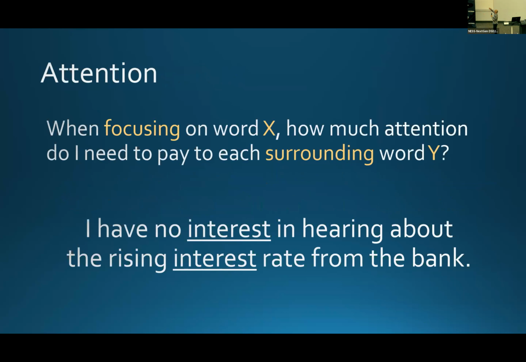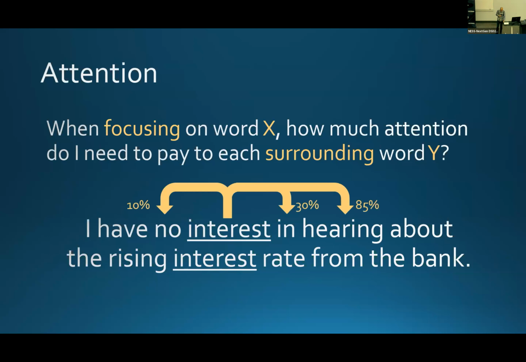So this question: when I'm focusing on word X, how much attention do I need to pay to each surrounding word Y? For example, with that top word "interest," maybe I'd look at the words nearby and say, oh, that word "no" is not very helpful to me, so I'll give that a low rating, like 10%. But "interest in hearing" means the human kind of interest. "Hearing" was a really important word, so I give that a high rating. I'm just rating them on a scale of 0 to 100, like percentages.